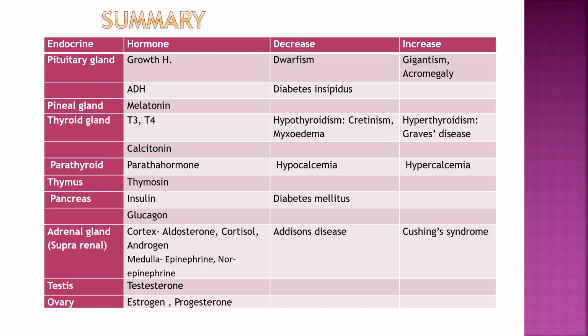Pancreas, the first hormone is insulin, so decreased level causes diabetes mellitus. The second hormone is glucagon. Adrenal gland, also called suprarenal gland. So the adrenal cortex secretes aldosterone, cortisol and androgen. The decreased level of corticoid hormones causes Addison's disease, and increased level of corticoid hormones causes Cushing's syndrome. Medulla secretes epinephrine and norepinephrine. Testes, the hormone is testosterone. Ovary, the hormone is estrogen and progesterone.